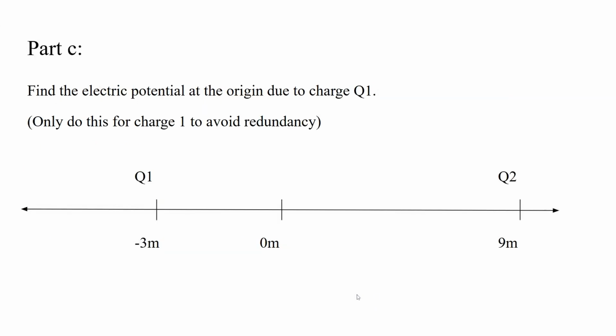Part C, find the electric potential at the origin due to Q1. Again, pause the video, figure it out yourself. I will not be doing it for Q2 to avoid redundancy once again, and I will move on to the explanation now.